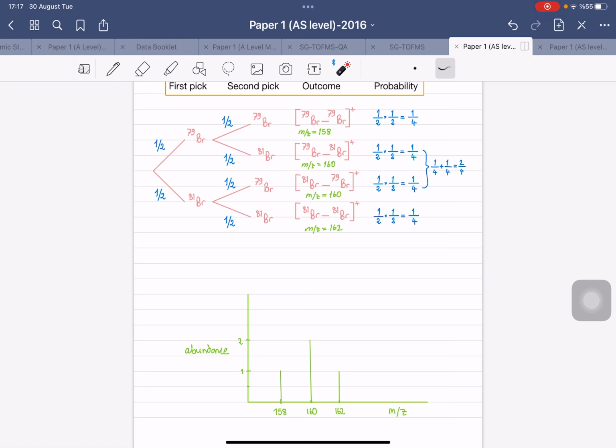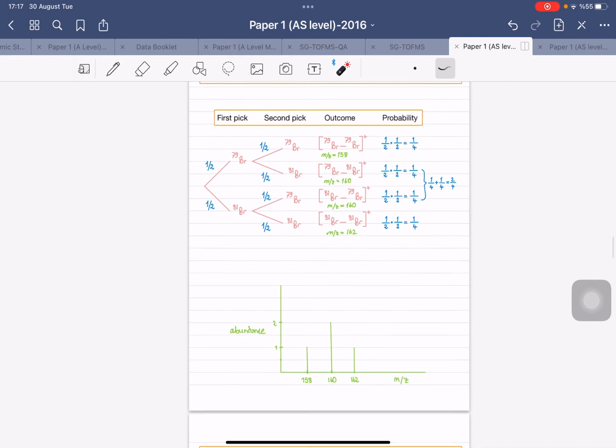1 out of 4 would have a mass of 158. Just this is one. 2 out of 4 would have a mass of 160. 1 out of 4 again would have a mass of 162.